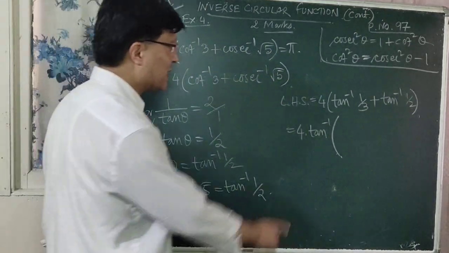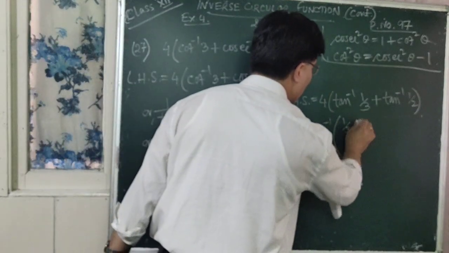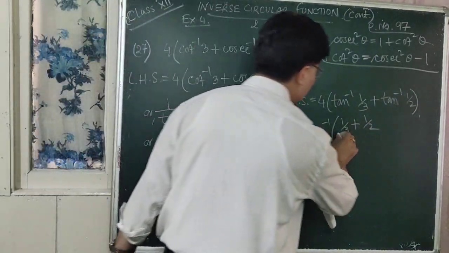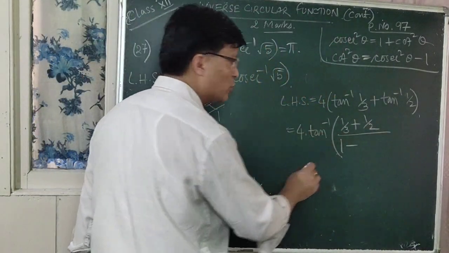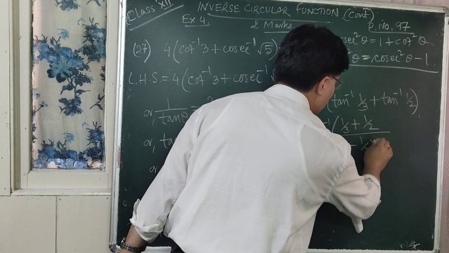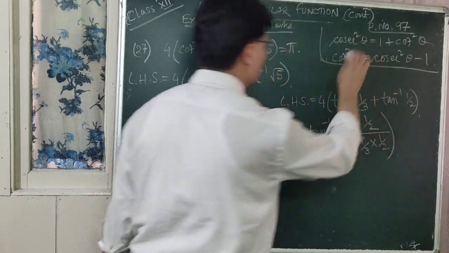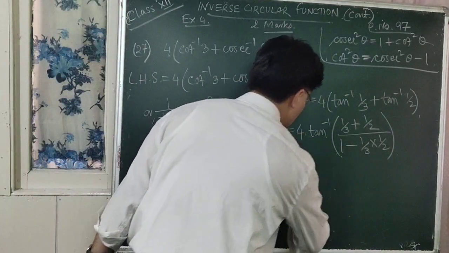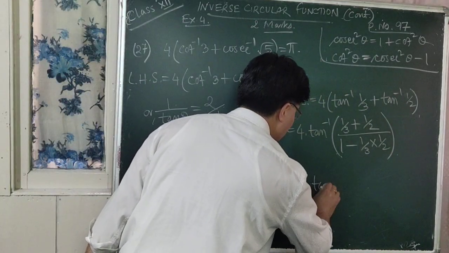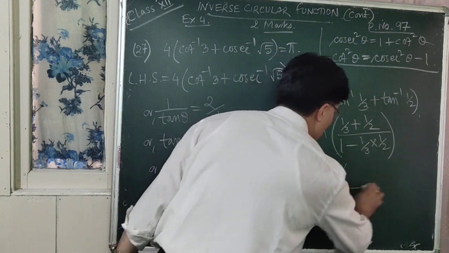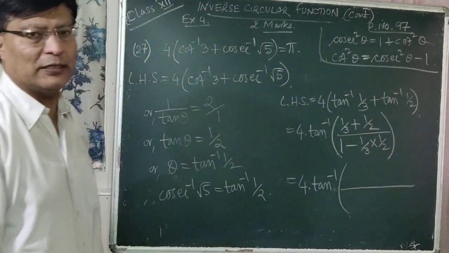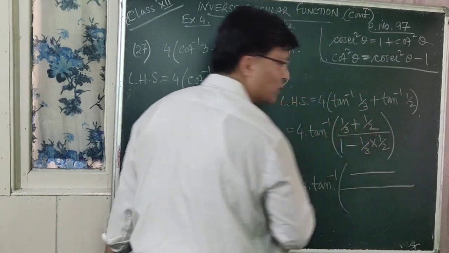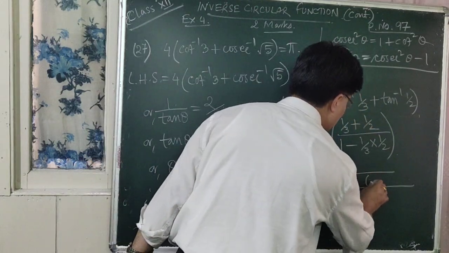So it is equal to 4 into tan inverse within bracket. What is x in this case? 1/3. Plus what is y in this case? Half, whole divided by 1 minus, what is x into y? 1 upon 3 into 1 upon 2. Here the bracket is closed. So it is equal to 4 into tan inverse. Now within bracket, what's the LCM in the numerator? In the numerator, 3 and 2 are there. What is the LCM? 6.